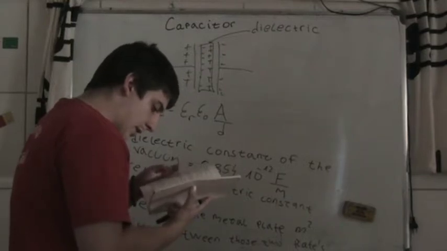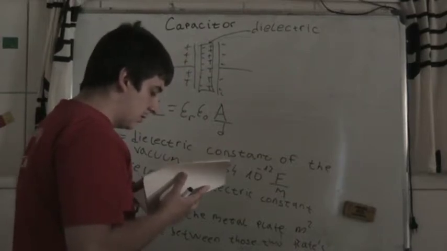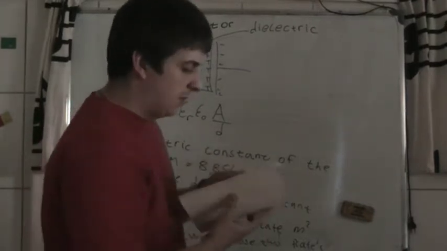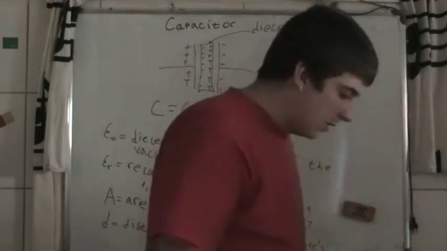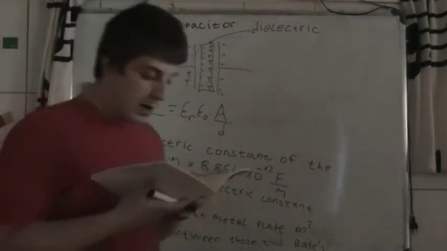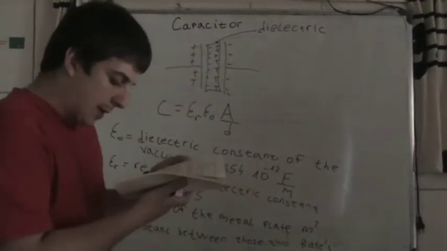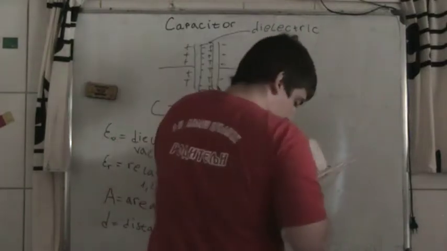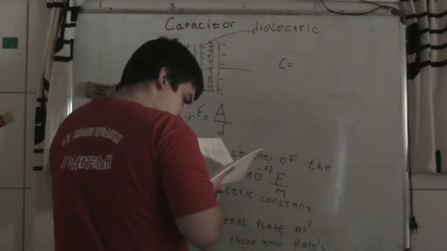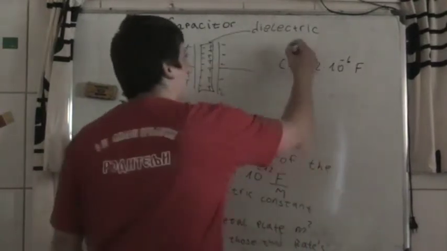Okay, I want to find one example. Actually, these are very easy examples, but okay, we are going to do one. It says, what is the area of one side of a metal plate of a capacitor if the capacitance of this capacitor is C equals 0.02 times 10 to the minus 6 farads? We want to find the area.